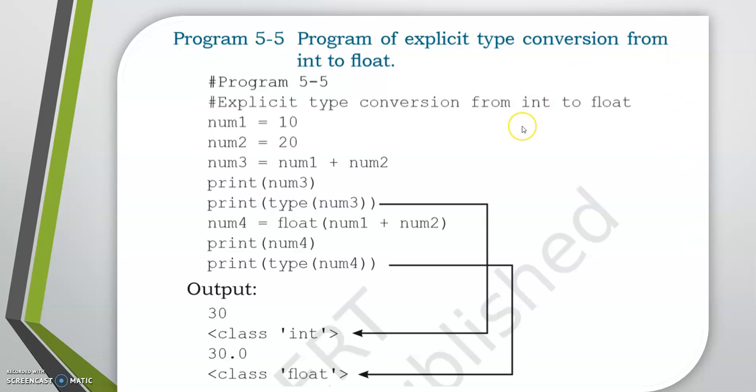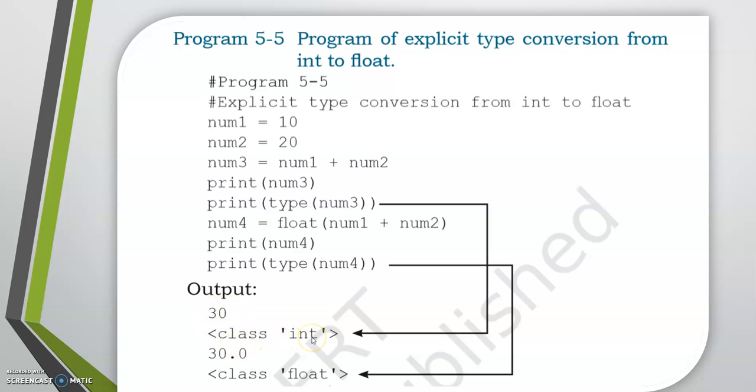Now this is a program of explicit type conversion from integer to float. Integer values are whole number values and float values are values that have a decimal point in them. So now, explicit type conversion from int to float. The first variable, num1, we have is 10. The second variable is 20. And the third variable is num1 plus num2. When we add 10 plus 20, it gives us 30, isn't it? And 30, look at it here in the output, is an integer value, class int.